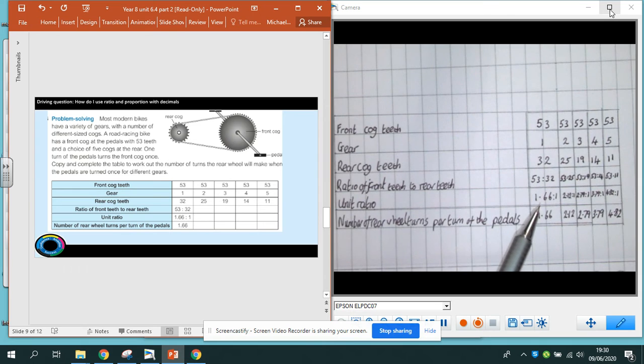So now the next thing is the unit ratio. So the unit ratio, just as before, is the big number divided by the small number. So it's 1.66 to 1, 2.12 to 1, 2.79 to 1, 3.79 to 1, and 4.82 to 1. So that's just dividing each of the 53 by each of the numbers in turn. So what that means is, for every 1 turn of the front wheel, there's 1.66 turns of the rear wheel.